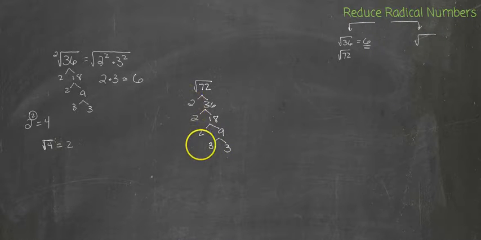So in this case, I have three 2's. It was easy when I had two 2's to see that one of them was going to come out of the radical, and two 3's was going to send one out of the radical.